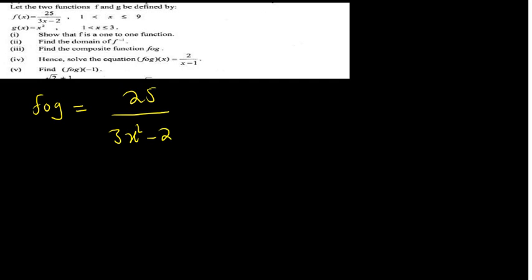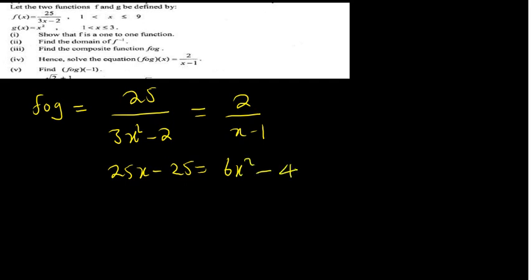All right, and then the next one is saying, hence solve the equation f of g of x is equal to 2 over x minus 1. So this is f of g of x, and they've told us it is equal to 2 over x minus 1. So just cross multiply this times that. That is going to give us 25x minus 25. And that will be this times that. 3 times 2, that is going to be 6x squared. 2 times 2, that is going to be a 4.